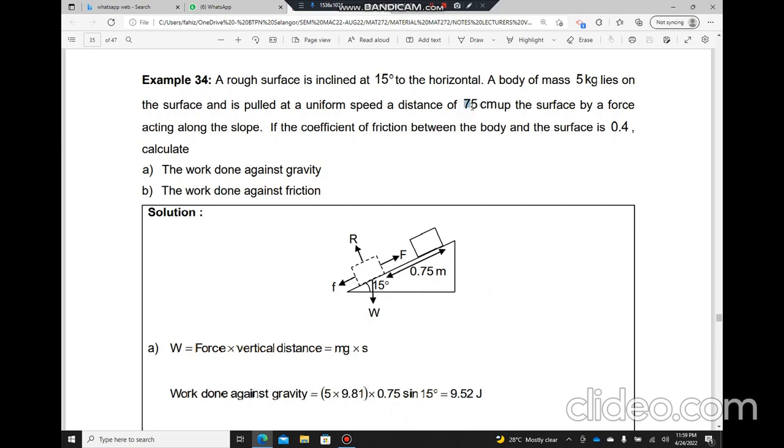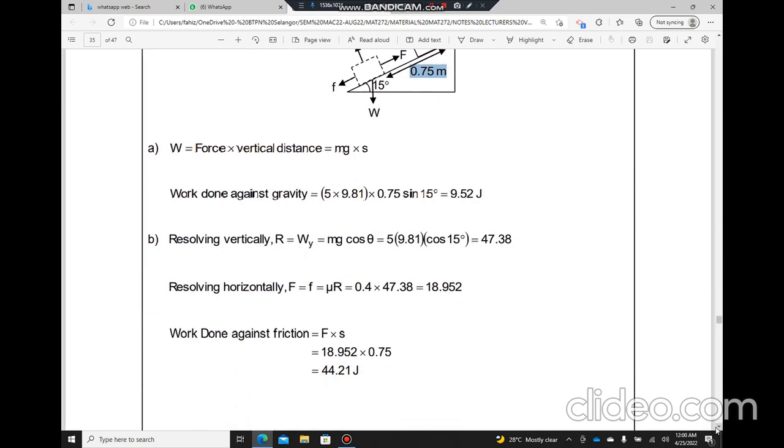Okay, so make sure kat sini you need to use standard unit. Kalau dia bagi 75 cm, so change to meter, which is 0.75. Okay, then for B, you can nak cari untuk vertical. Okay, first kita cari dulu R. Okay, R is equals to W equals to mg cos theta. So your m is 5, g equals to 9.81 and cos 15 degree. Okay, why we find R? Because we need to find F, which is friction equals to mu R.